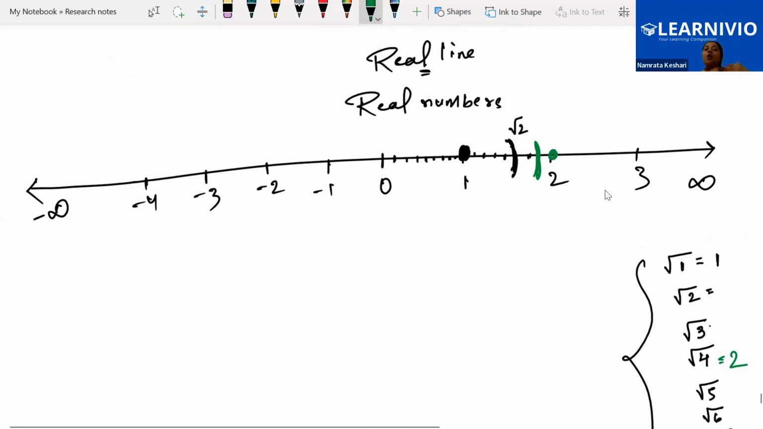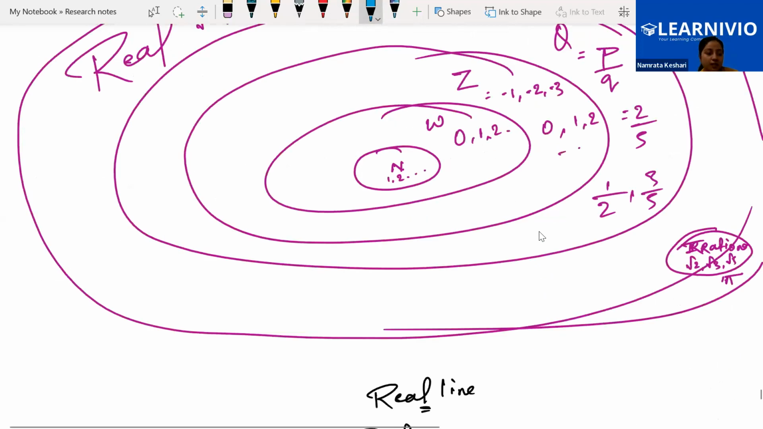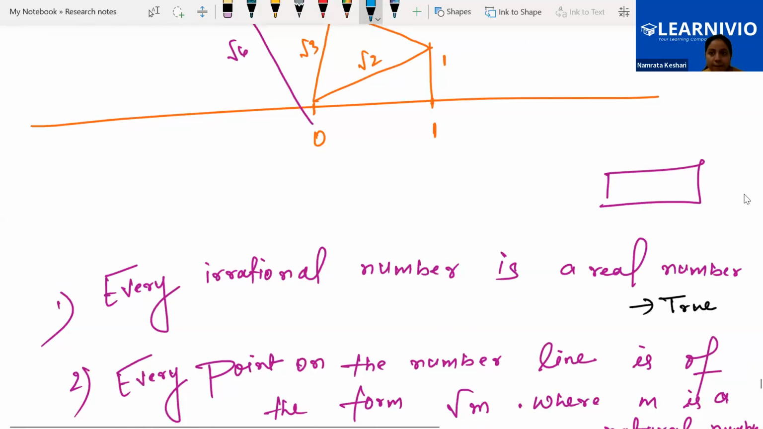So are we getting all the points? Can you see we are not getting all the points? Infinite points are there and we are not getting all of them. By taking root m, we are not able to touch the many points in between. Can you see infinite numbers of points are left? We are not getting these points by just taking root m, where m is a natural number. Are you getting it? Yes, ma'am. So yes, it is false.